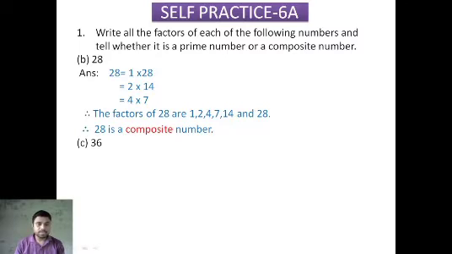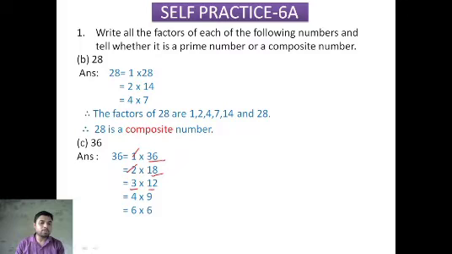Okay, next 36. That means you have to find by which numbers you can divide 36 exactly. Look, by 1, yes, you can divide 36. By 2, if you divide, 18 will be the quotient. If you divide by 3, 12 will be the quotient. If you divide by 4, 9 will be the quotient. If you divide by 6, 6 will be the quotient.